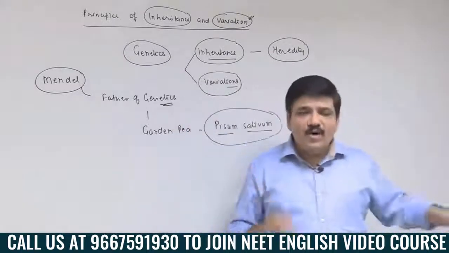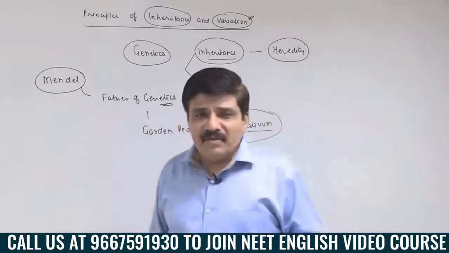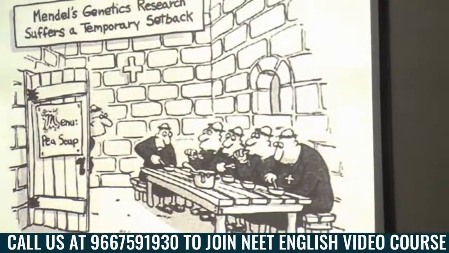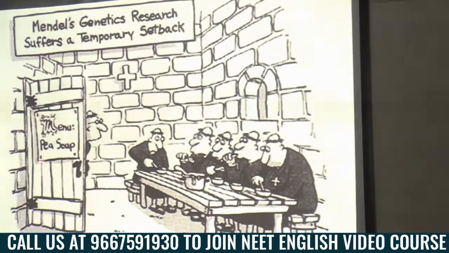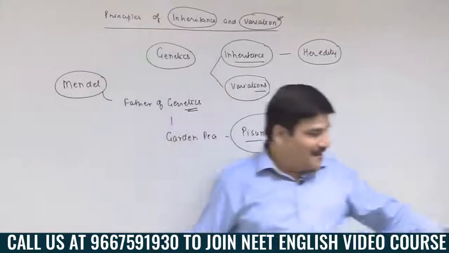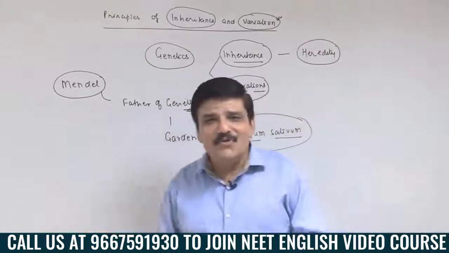So let me show you a very good cartoon. Let us look at the cartoon first. And this is a good cartoon. It says Mendel genetics research suffers a temporary setback, and the menu is pea soup. So every monk is consuming pea. Gregor Johann Mendel was cultivating pea, and this is obviously humor, serving pea to everybody, and therefore the supply of pea may have been reduced, and the research of Mendel suffered some setbacks. So this was humor.